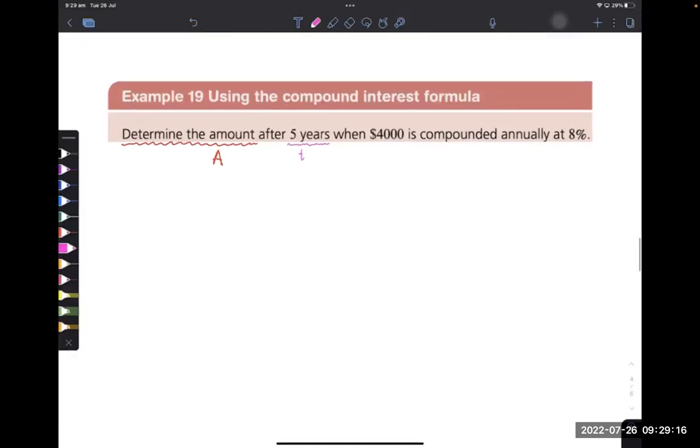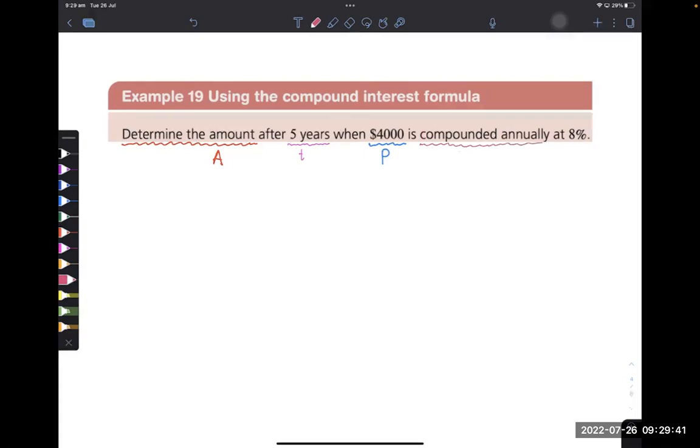$4,000, that's how much we're putting in, right? So that's our principal amount or our starting value. We'll underline that. That's our P. Any other? 8%. Are we skipping anything? Compounded annually. Okay, so just make sure that we're looking at compounded.